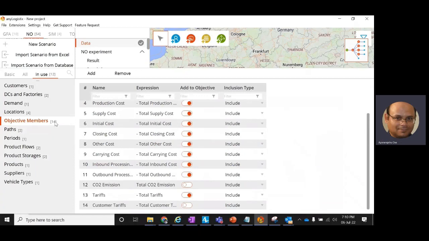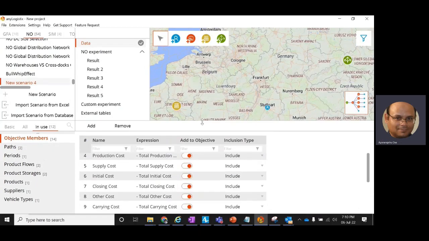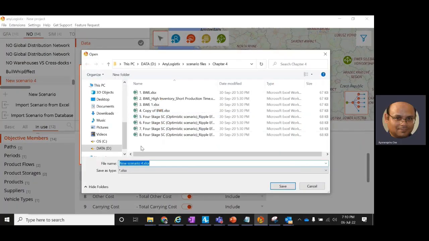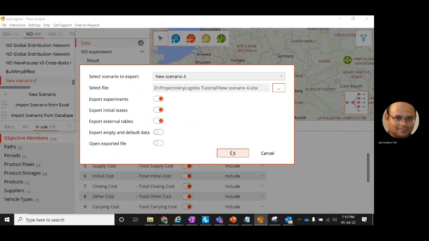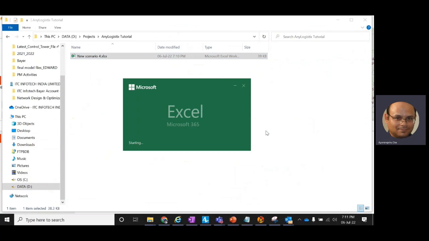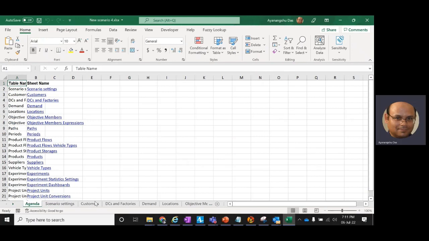Now we can try to understand how to fill in the data, not through the UI, but through Excel, because if there is a lot of data, it would be easier to build the model through an Excel template. So what we will do is right click on the scenario that we have created in the first place, and then export the scenario to an Excel file. And then we can open the Excel. We'll try to understand the Excel file.